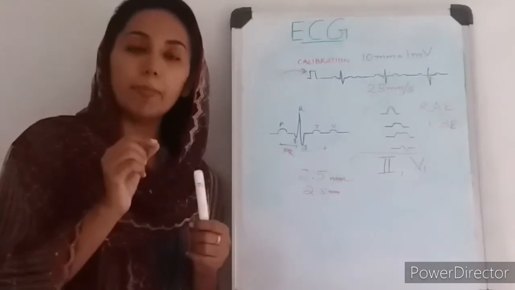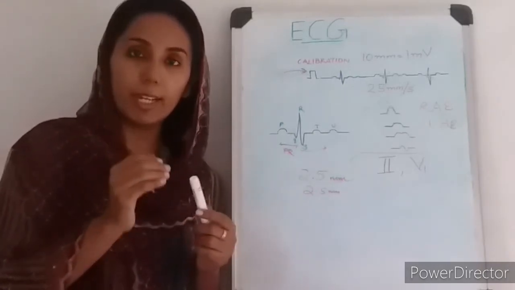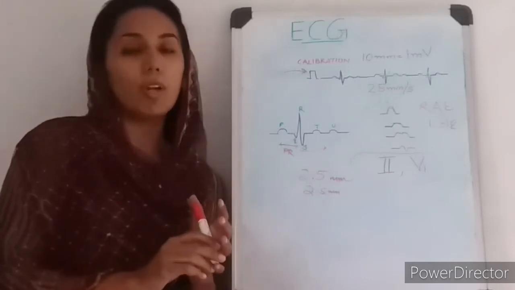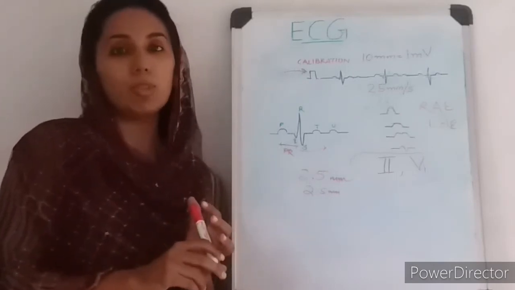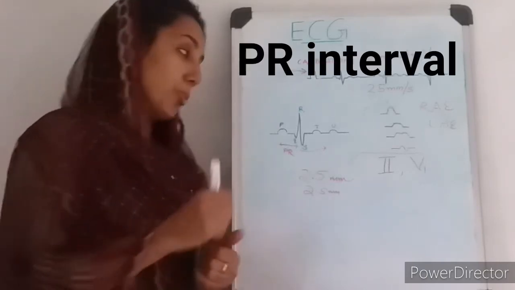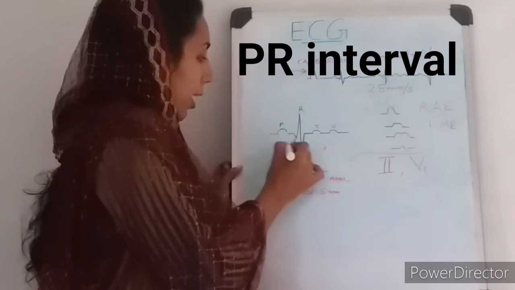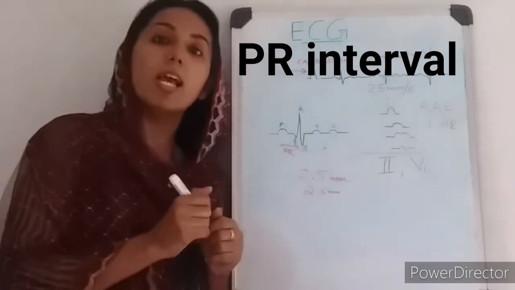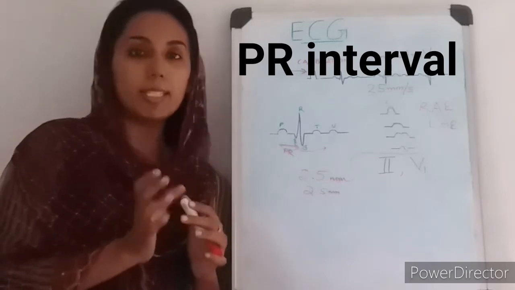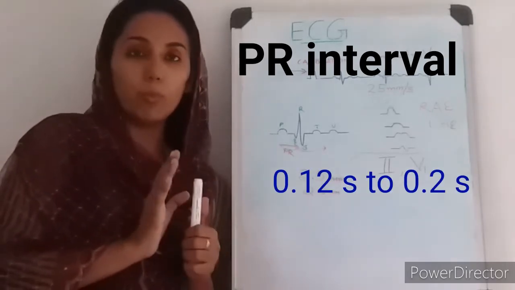PR segment is the time duration during which the conduction occurs across the AV node. It will also cross around 2 to 3 small squares. Remember again, 2.5 small squares. Now you come to the main thing, that is the PR interval. So what is the PR interval? PR interval comprises the P wave and the PR segment. So that we have to know very clearly.